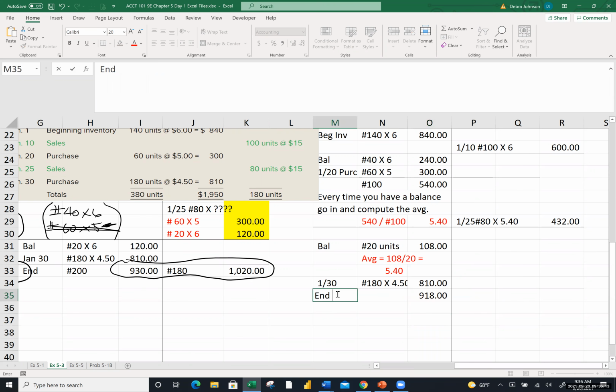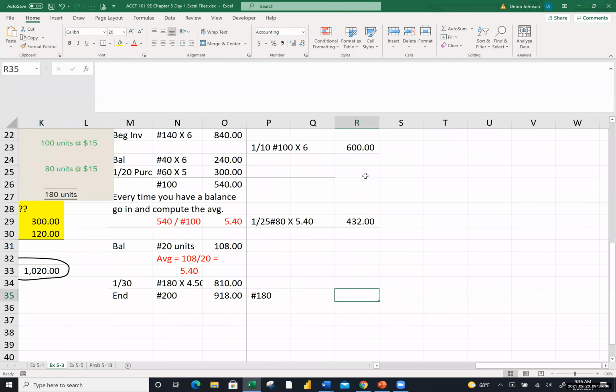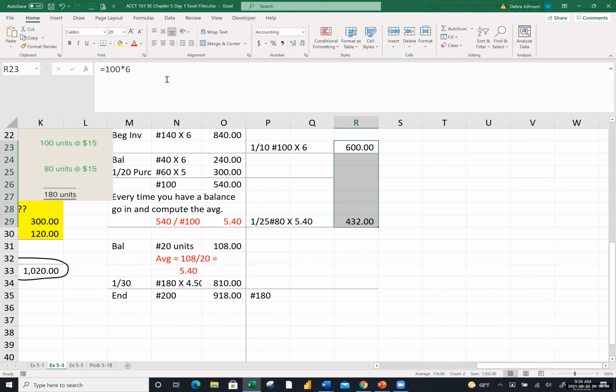So here's my ending balance. We have my 200 units. The amount is 918. Okay, we knew it had to be between FIFO and LIFO. That would be the very first thing I would check. And as far as cost of goods sold, we have our 180 units. And I'll put these yellow items over here. That will also be between the two when I sum this up.